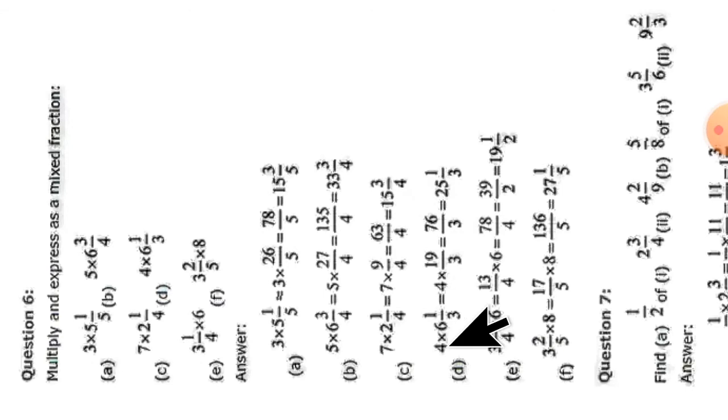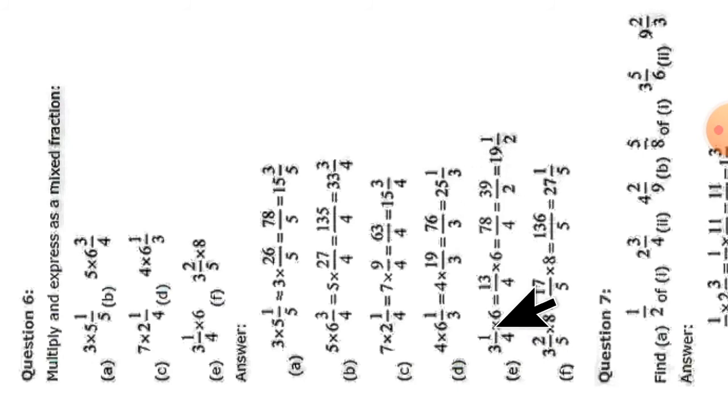Now 4 into 6 integer 1 upon 3 equals, 6 3s are 18, 18 plus 1, 19. 19 upon 3. So 4 into 19 upon 3 equals, 19 4s are 76. 76 upon 3 equals, divide 76 by 3, you will get 25 integer 1 upon 3.